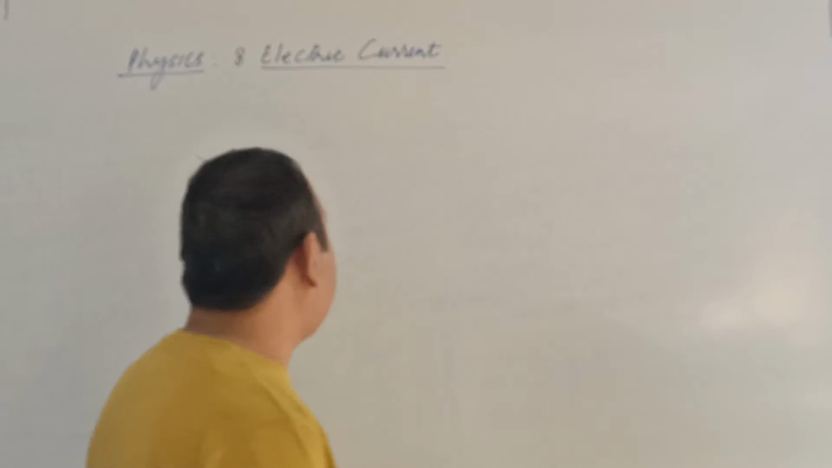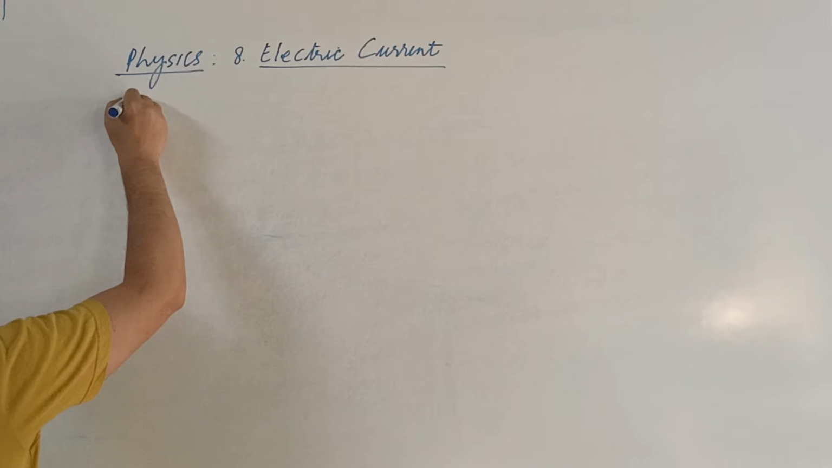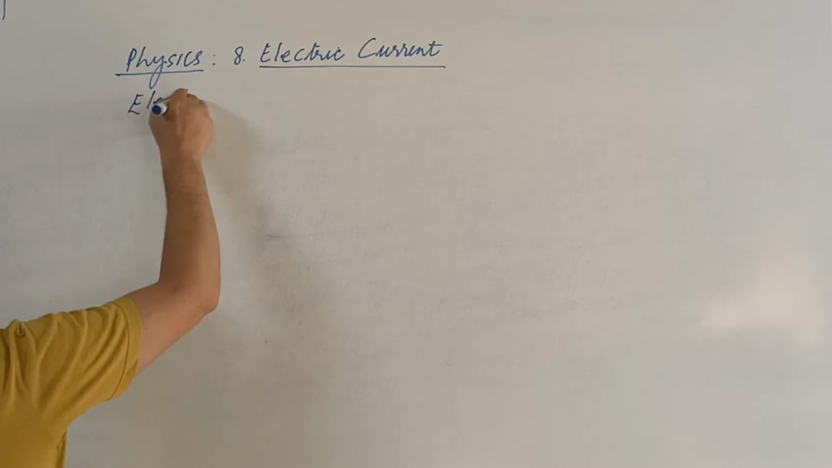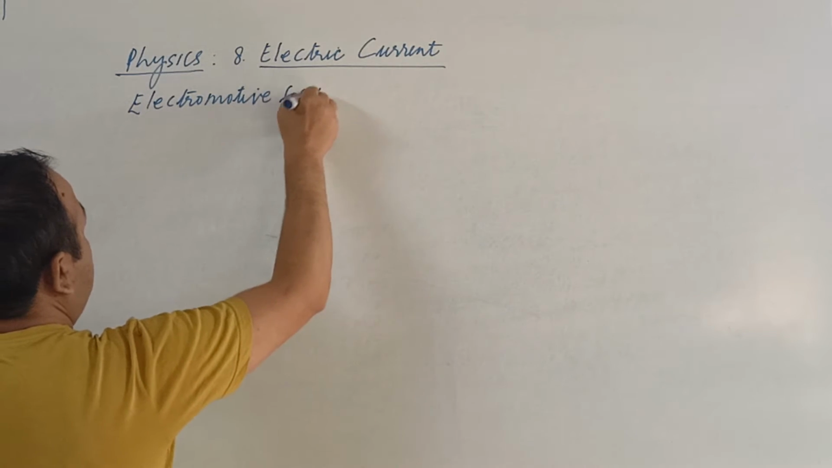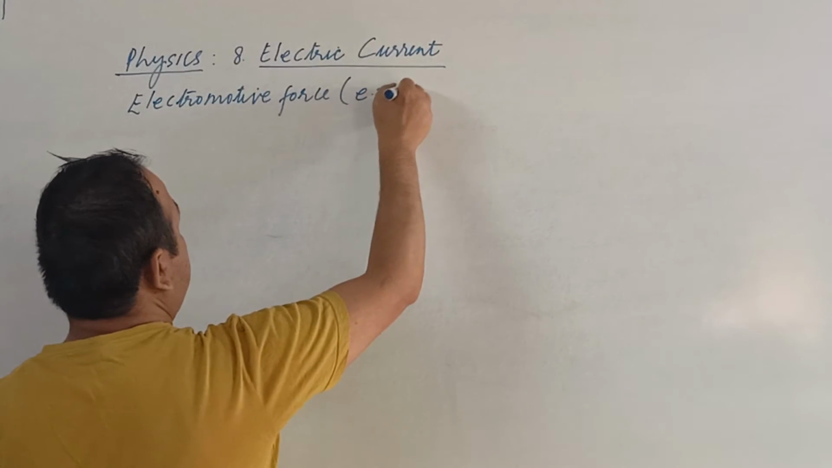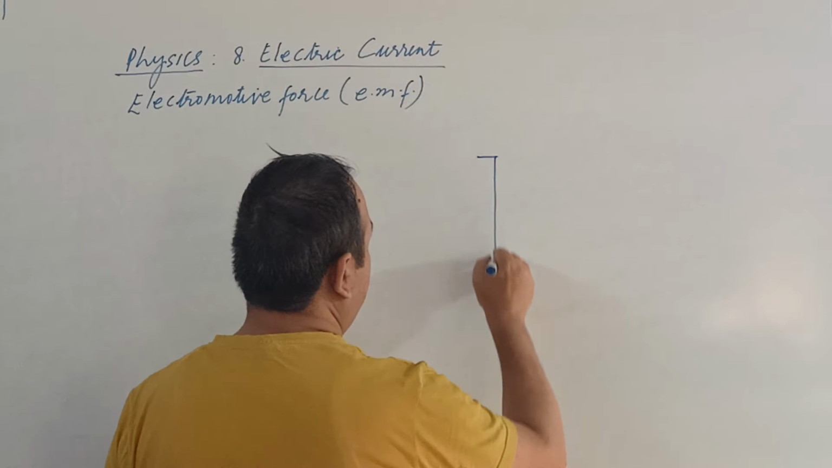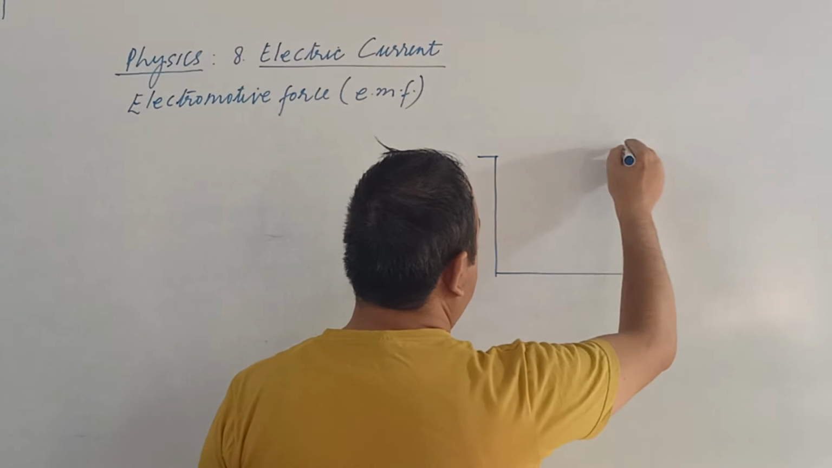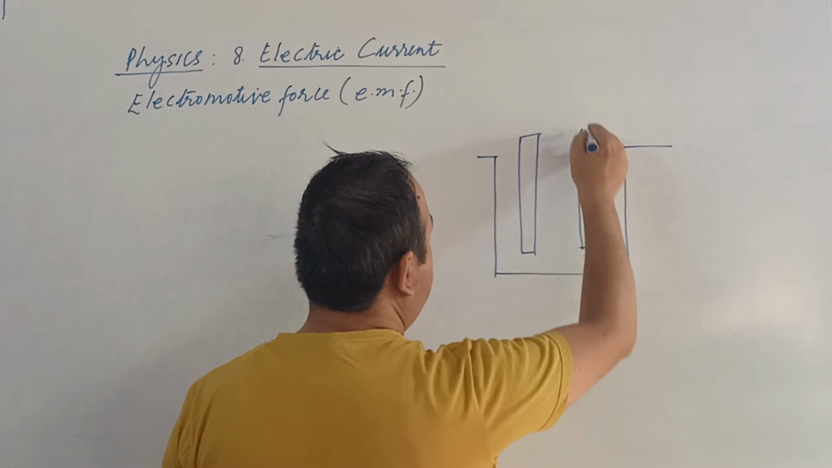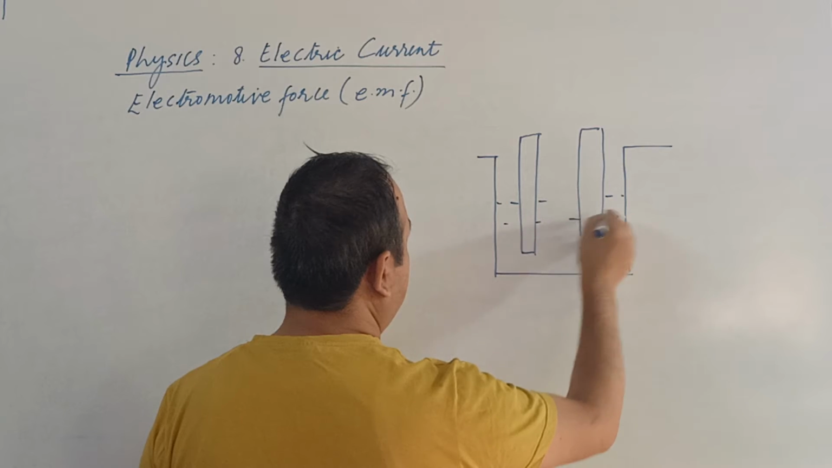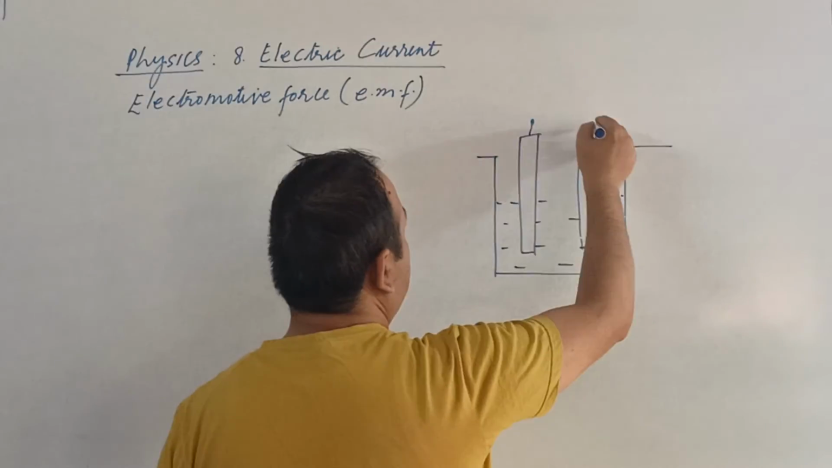So first, let me draw the cell. We need to start today's topic, EMF, that is, the electromotive force of the cell. In short, we call it EMF. In order to understand EMF, let us draw the cell. The cell is filled with electrolyte, and in this electrolyte, two rods are immersed, which we call electrodes. These are the two terminals of the electrodes.